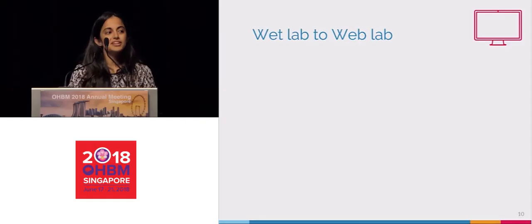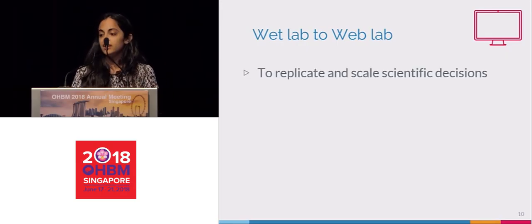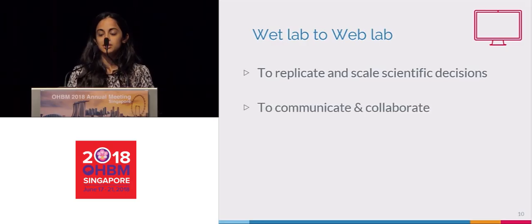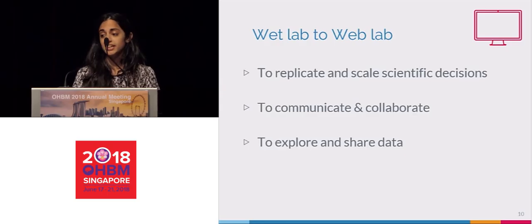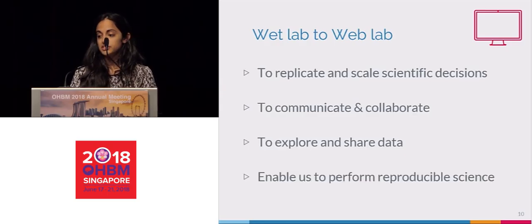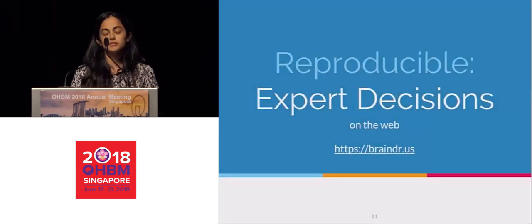So I'm proposing that we move from the wet lab, where we have a small group of scientists working on a small project, and we move to the web lab. And in the web lab, we can replicate and scale scientific decisions. We should use the web to communicate and collaborate more. We should use it to explore and share our data, and all of this will enable us to perform more reproducible science. So in this example, I'm going to talk about a project on reproducing expert decisions at scale using the web.